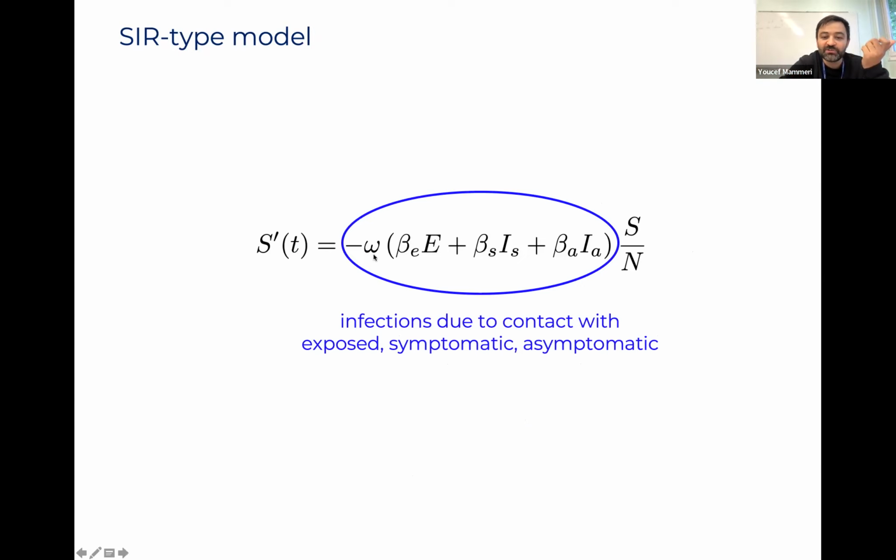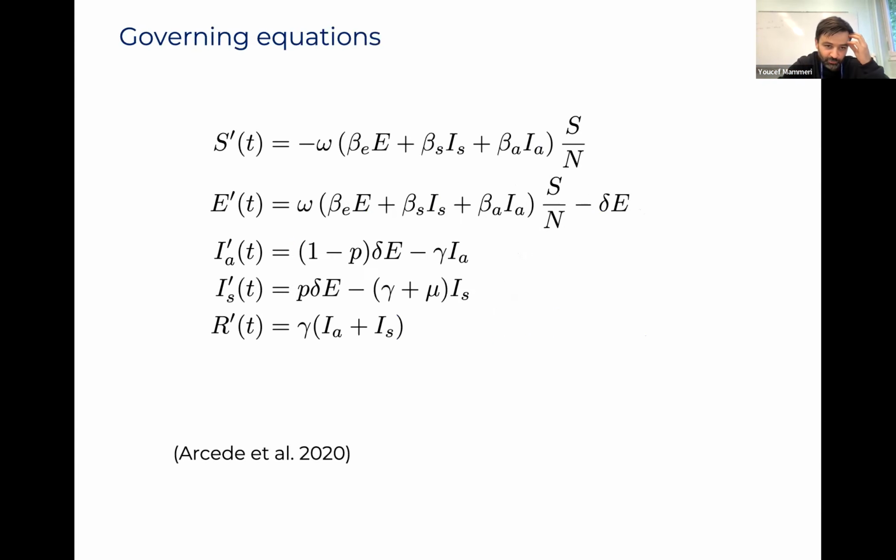But what is the transmission? The transmission now is not only contact of susceptible with infected. So this is contact of susceptible with exposed, contact between susceptible and symptomatic, contact between susceptible and asymptomatic. But the idea is actually the original one, not so complicated. And then you can write the equation for the exposed, the infected, and the recovered.